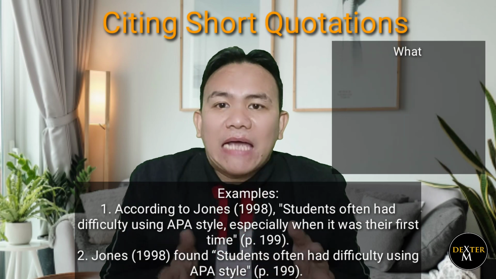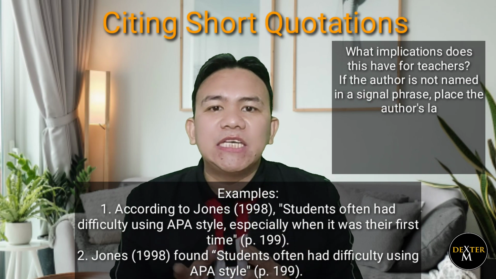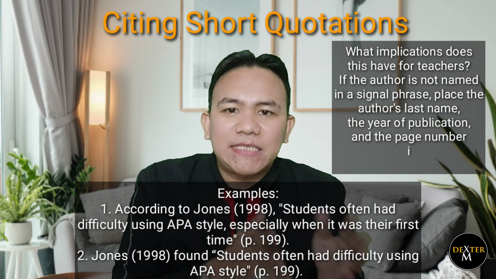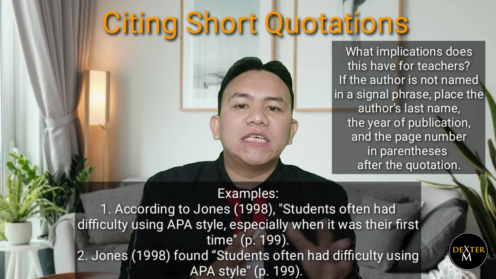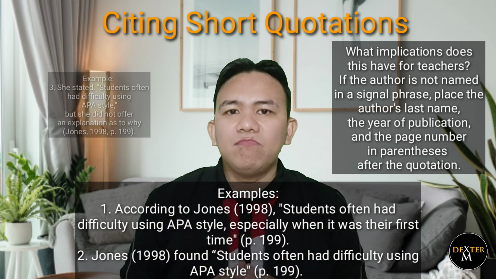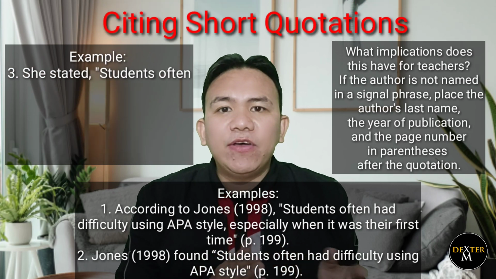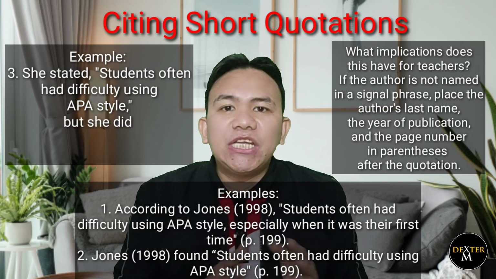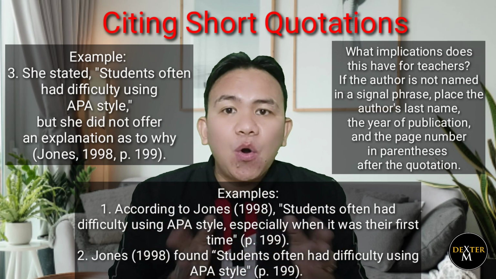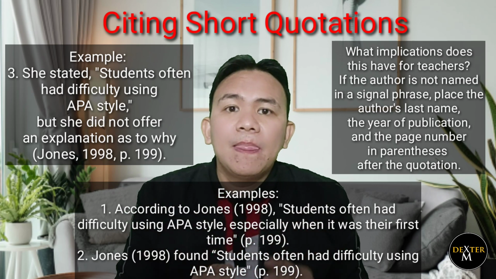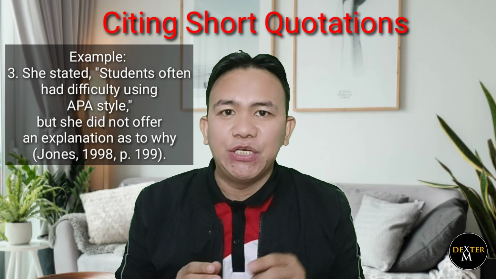What implications does this have for teachers? If the author is not named in a signal phrase, place the author's last name, the year of publication, and the page number in parentheses after the quotation. Example: she stated, students often had difficulty using APA style, but she did not offer an explanation as to why. (Jones, 1998, p. 199).